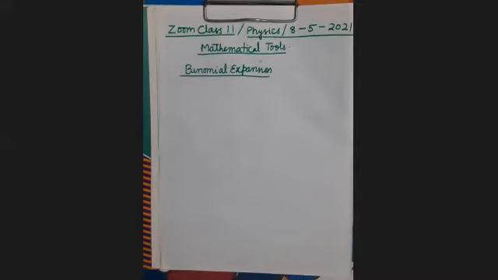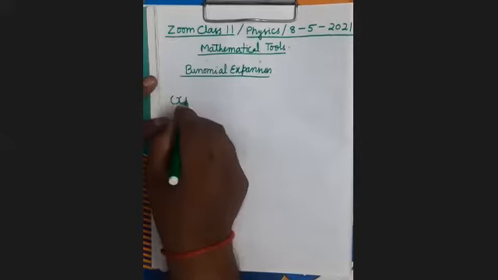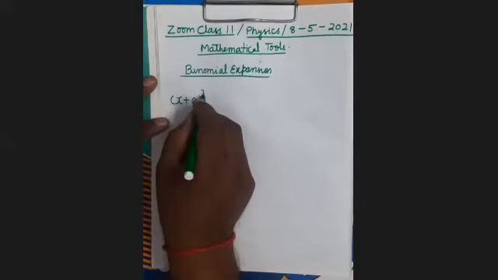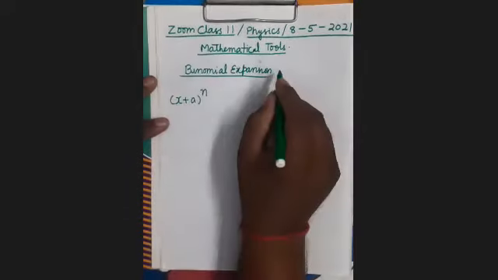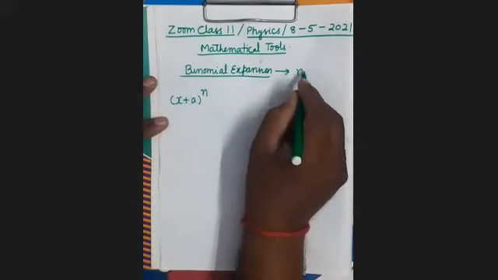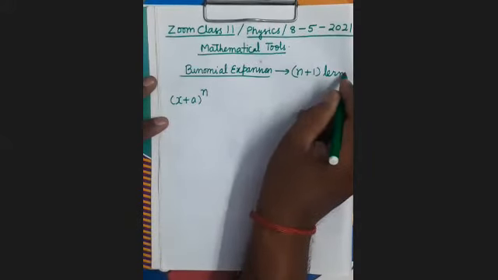It is the expansion of a polynomial consisting of two terms. It's clear. Now what will be (x + a)^n? How many terms will there be? There will be a total of n + 1 terms.